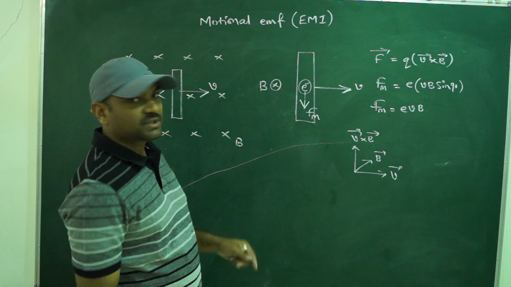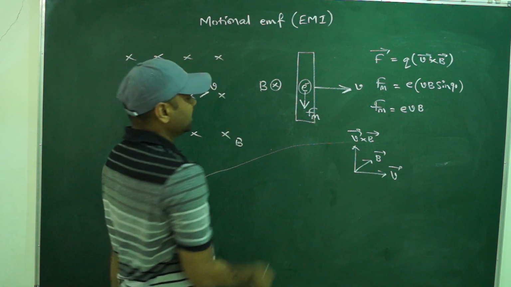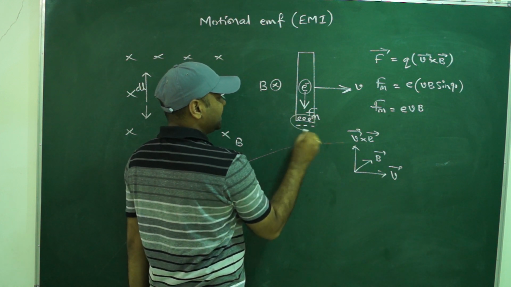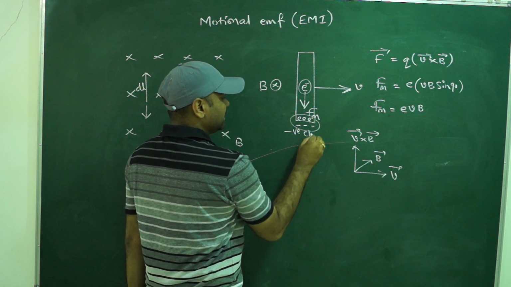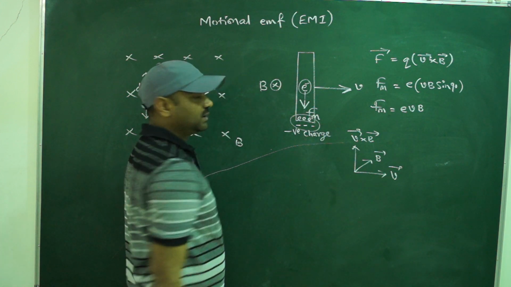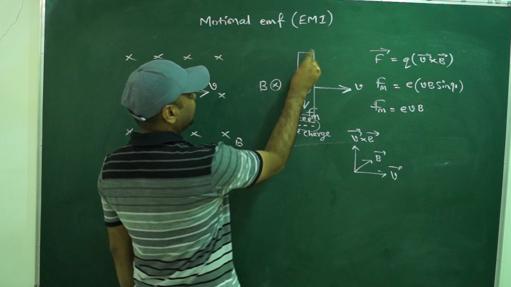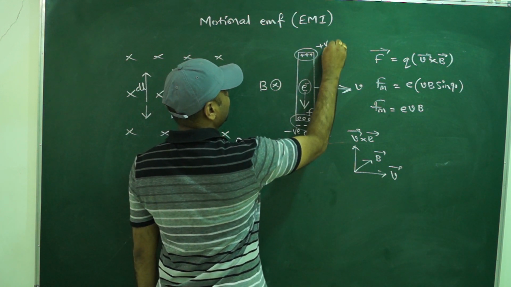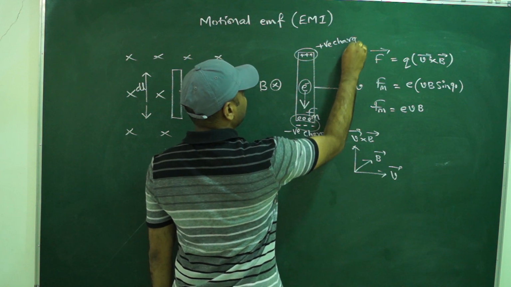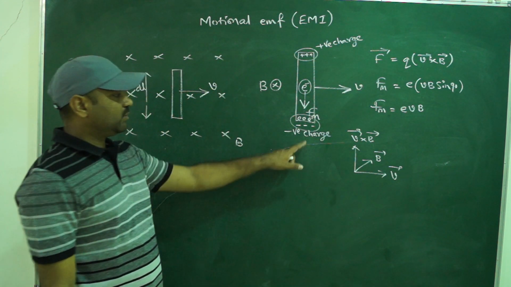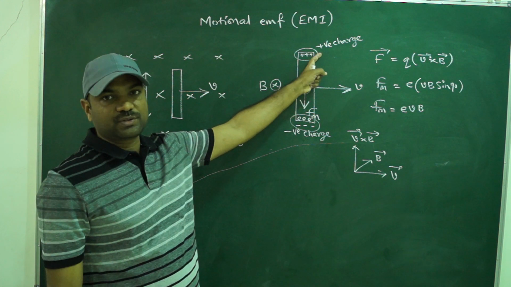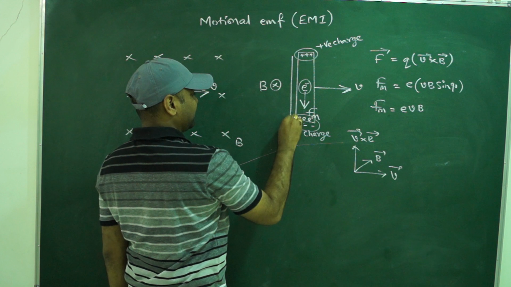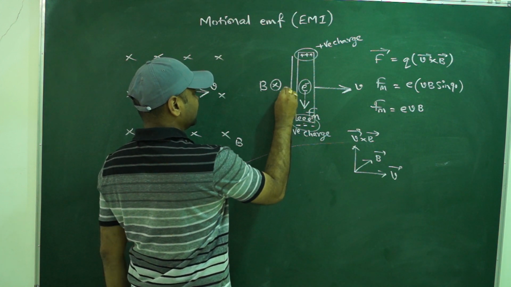Because of this force, the electrons start moving downward and accumulate at the bottom, so negative charge accumulates on the bottom side. This results in positive charge accumulation at the top. From positive to negative, there exists an electric field, E bar, directed downward.